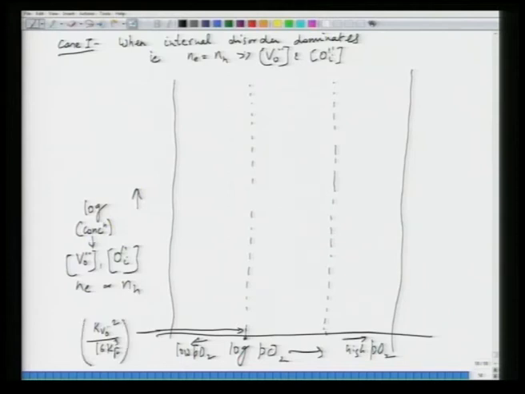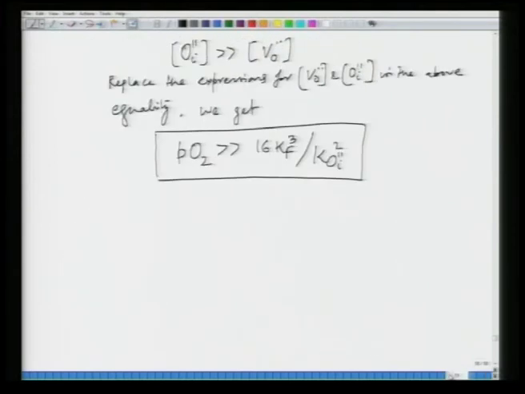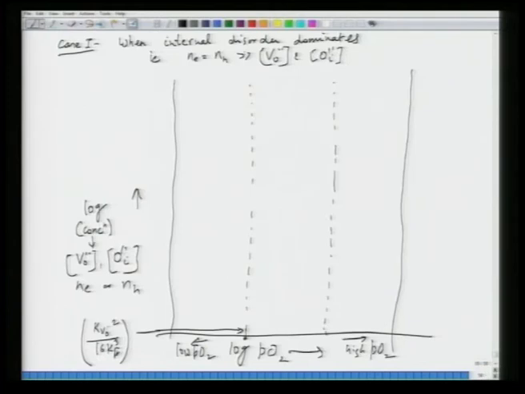Now, since K depends upon the temperature, this boundary will shift as a function of temperature. So, we are considering this exercise at a constant temperature, and now we will look at what is the condition for the other, which is 16 Kf cube divided by KOI square. Okay. So, these are two boundary conditions.